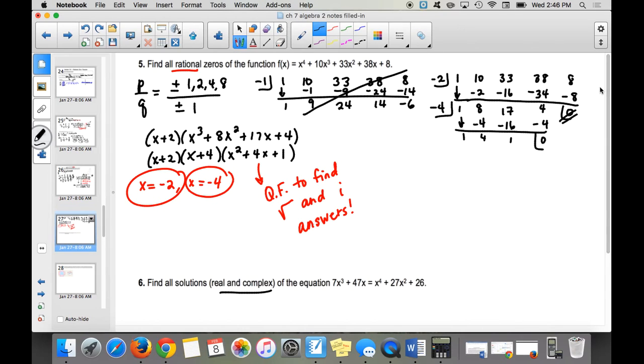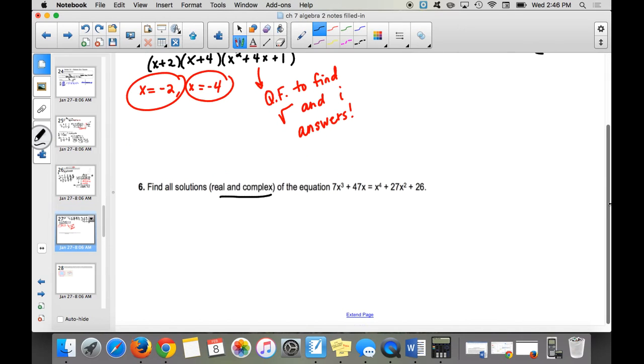All right, so let's get everything on one side. So I'm going to start with my x to the 4th. I'm going to subtract my 7x cubed over, so I'm going to have minus 7x cubed. I'm going to have plus 27x squared minus my 47x plus 26. So I got everything on the right-hand side.